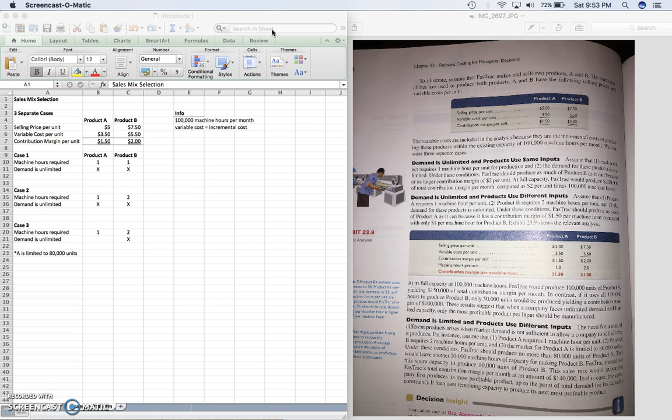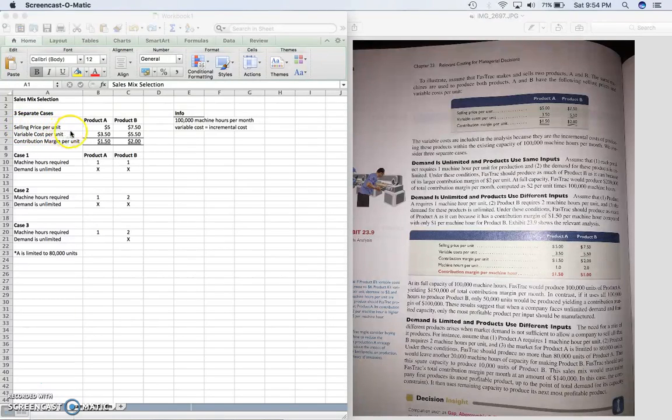Fast Track makes and sells two products, products A and B. The same machines are used to make products A and B. So, in order for Fast Track to be the most profitable, it would have to choose one product to produce instead of two, because the same machine makes both products. Because of this, there are three specific cases in which Fast Track should choose one product or the other. Case one, well, let's look over the info first.